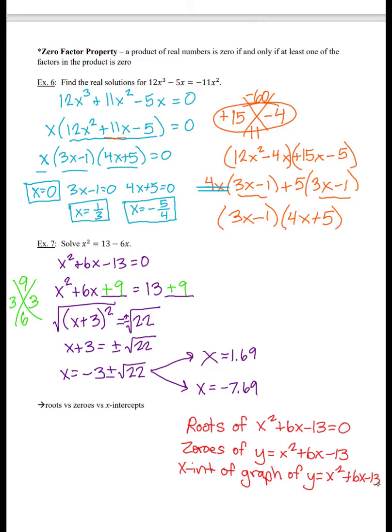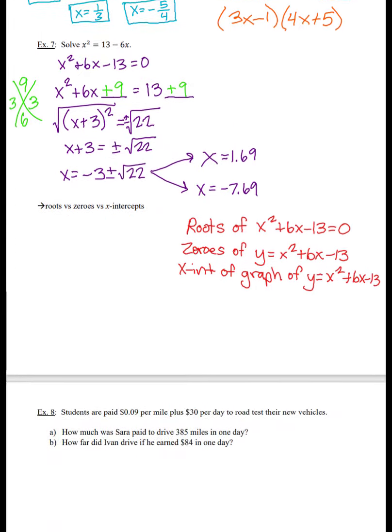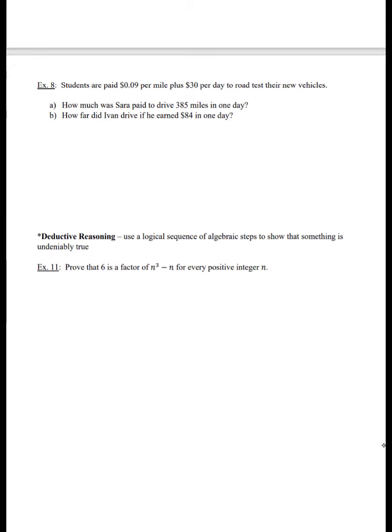So just to differentiate, I know we use the words interchangeably, but technically roots are for the equation where it equals 0. Zeros are for the function itself, y equals the function, and then x-intercepts would be the graph of that function. So just to differentiate between the three. All right, let's move on to the last page.